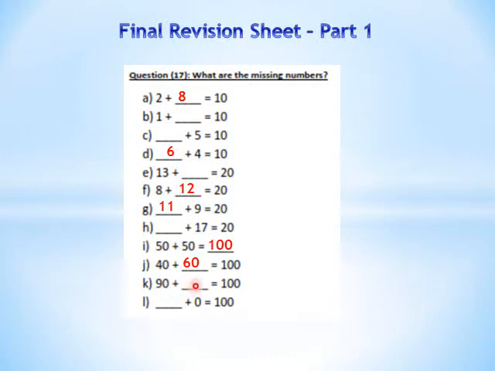90 plus a number equals 100. What do you think this number is? Yes, it's 10. The last one. A number plus 0 equals 100. Oh, here I'm adding 0. So, what is the number here? Yes, 100 plus 0 equals 100.